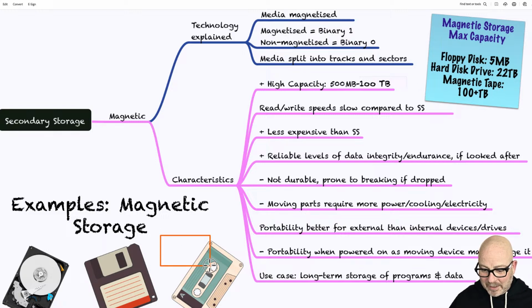A magnetic tape. Well, I've put magnetic tape down here. Actually, this isn't magnetic tape you would use for backup. This is actually an audio tape you'd have put in your Walkman back in the 80s when I was at school playing Madness through that. But it's the same principle. It's the same technology. It's magnetized tape.